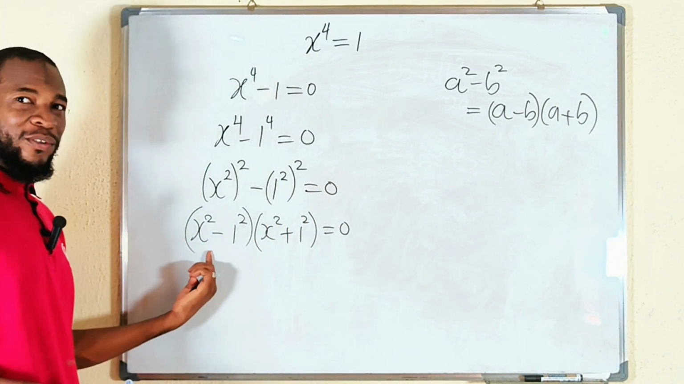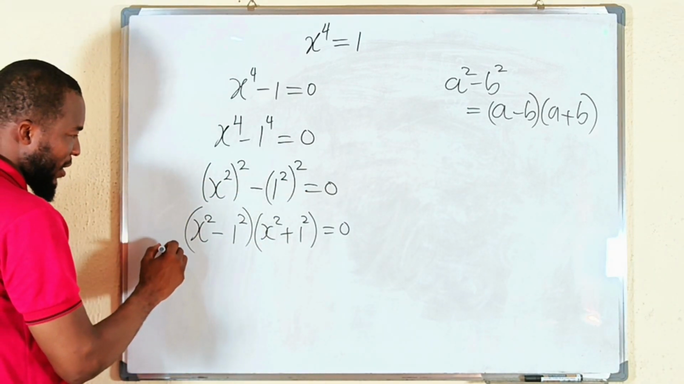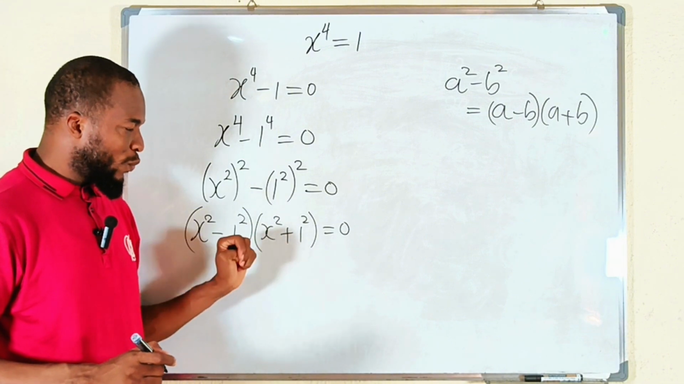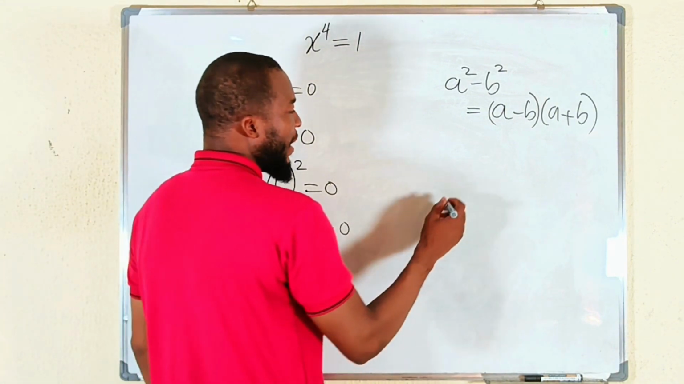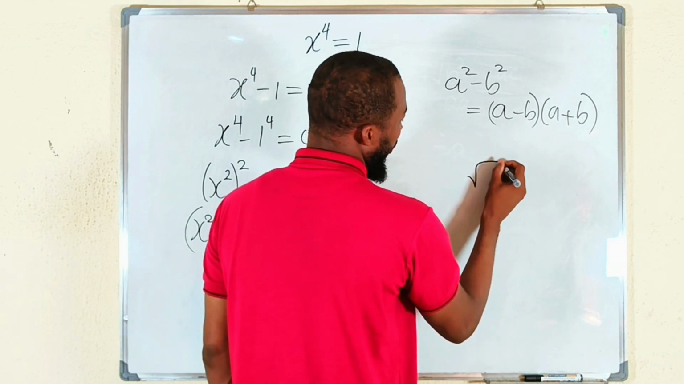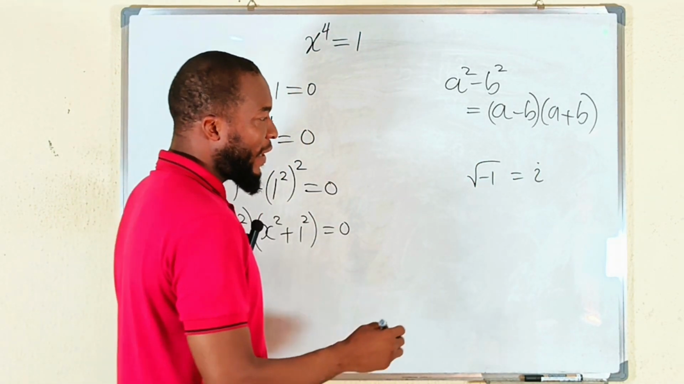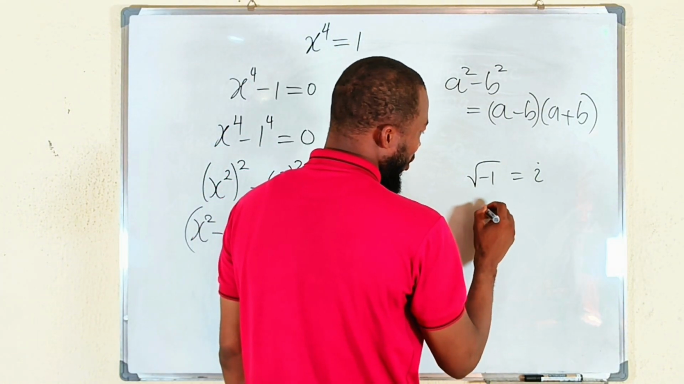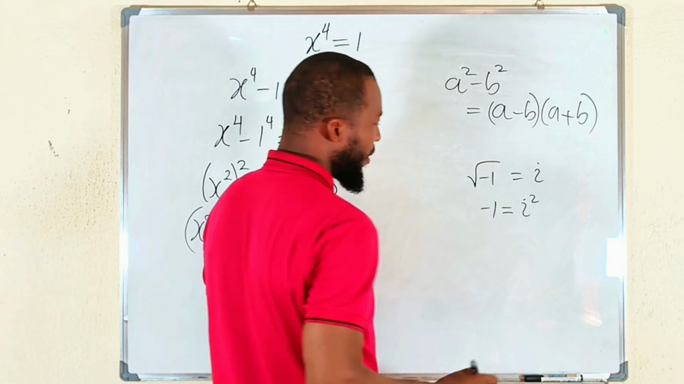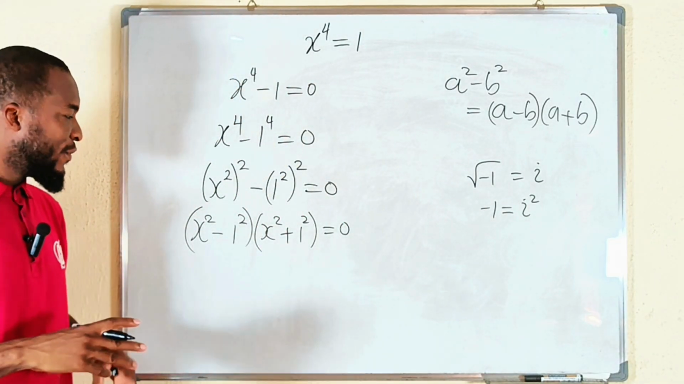And this is another difference of two squares. Apply the same principle. But can we change this to a difference of two squares? Yes, we can. Let me show you something. Remember that square root of negative 1 is equal to I. Yes? Therefore, if you square both sides, you have negative 1 to be equal to I squared. So wherever we have negative 1, we are free to change it to I squared.